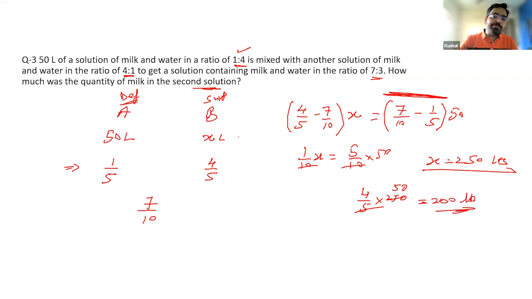So how much quantity of milk was there in the second solution? It was 200 liters of milk in the second solution. Of course, the total solution was now 250, so I will call 50 liters as water in that. Right? So let's move on.